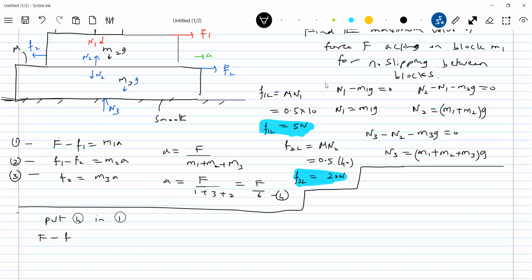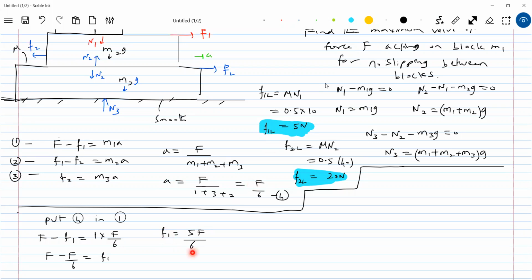F minus F1 equal to M1A. What is the value of M1? M1 is 1. This will be F by 6. So F minus F by 6 equal to F1. So what is F1 equal to? 5F by 6. As I keep on increasing the applied force, what will happen to F1? It will also increase. As I keep on increasing the applied force, the frictional force at surface 1 will also increase. So what is the maximum upper limit for F1?